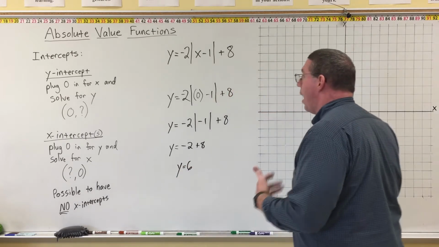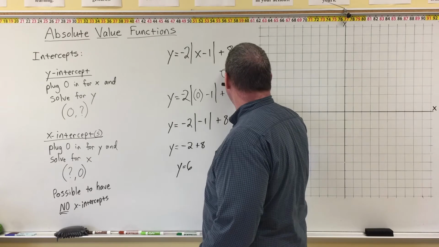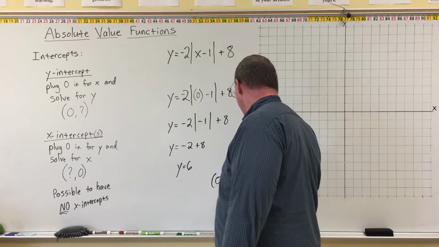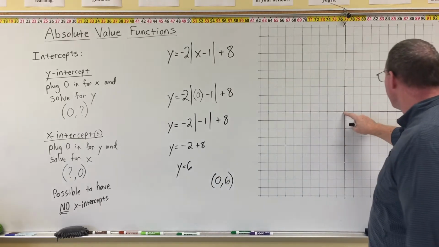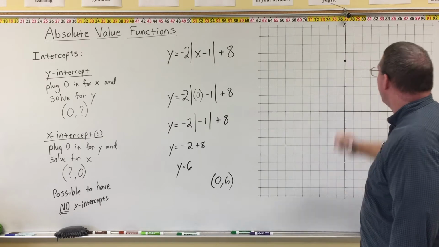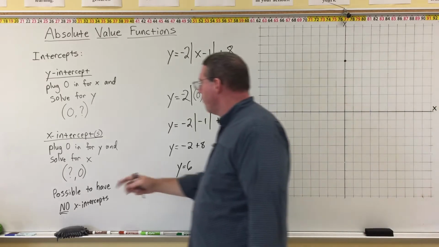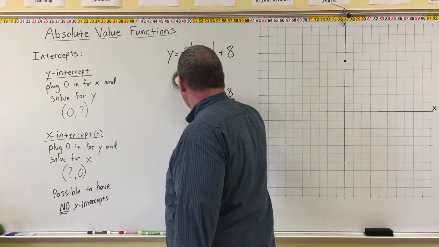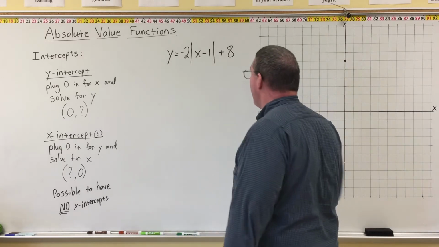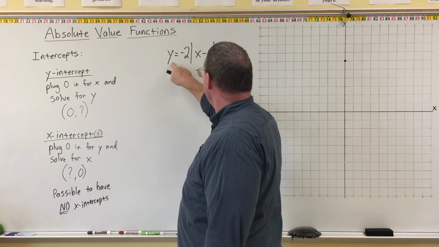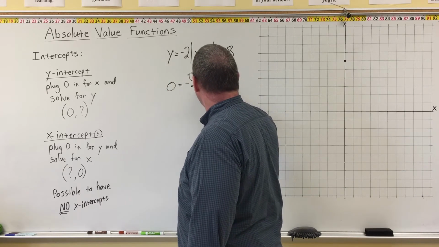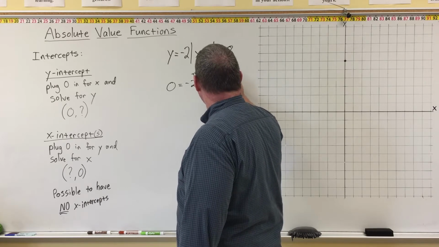And therefore, the y-intercept of this function is at 0, 6, okay? So we could go over here to 0, 1, 2, 3, 4, 5, 6, and we could plot a point. All right, so now for the x-intercepts, it says to plug a 0 in for y and then solve for x. So we're going to set this whole thing equal to 0. So we're going to say 0 is equal to -2 times the absolute value of x minus 1 plus 8.